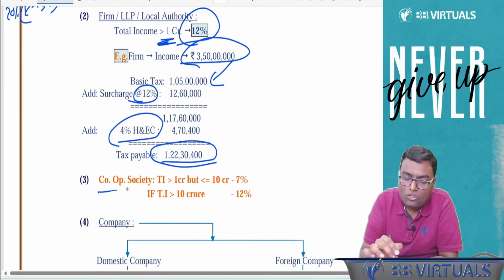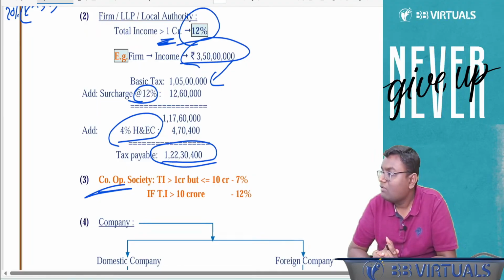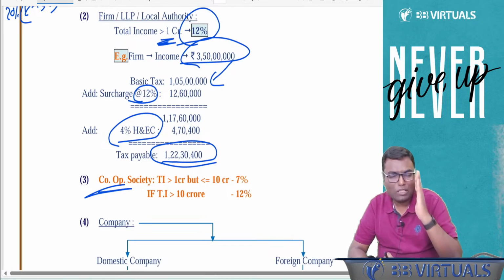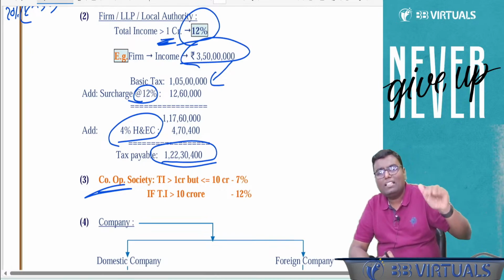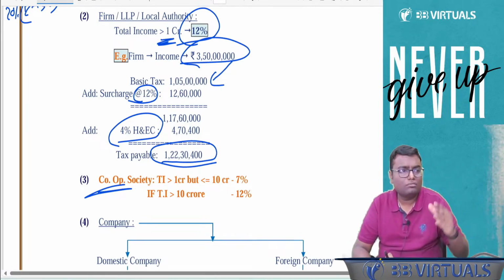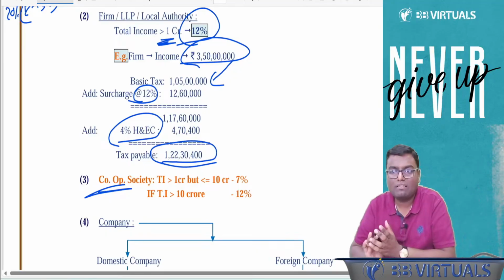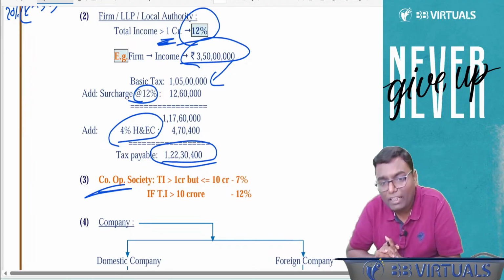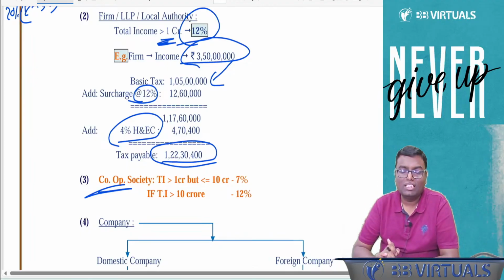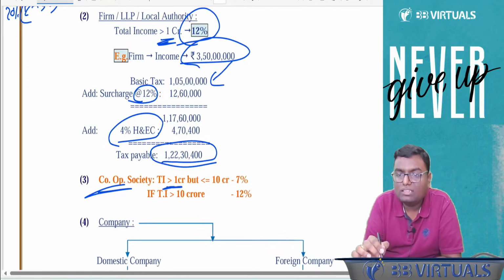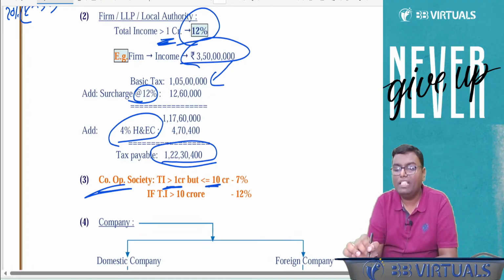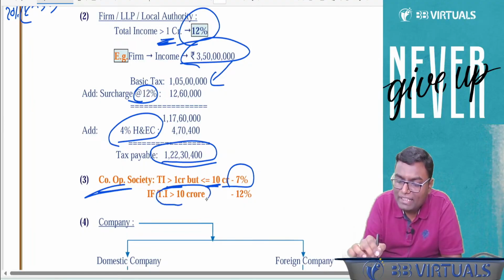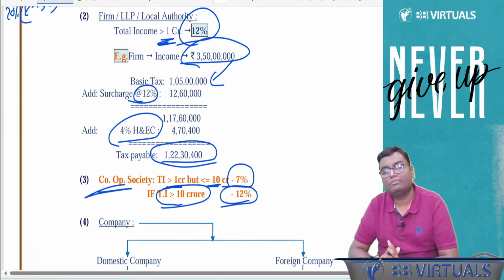Tell me, if I am a cooperative society, what is my basic tax? Can I say up to 10,000, 10%? 10,000 to 20,000, 20%? More than 20,000, 30%. But what will be my rate of surcharge over here? If my income is more than 1 crore but up to 10 crore, it will be 7%. And if my income is more than 10 crore, it will be 12%.